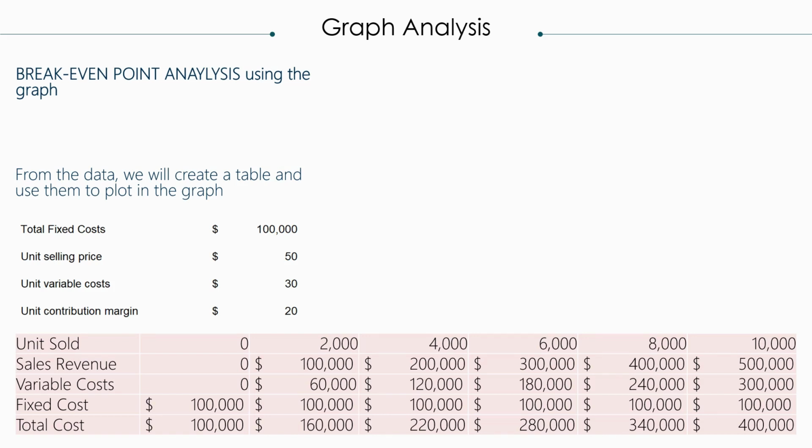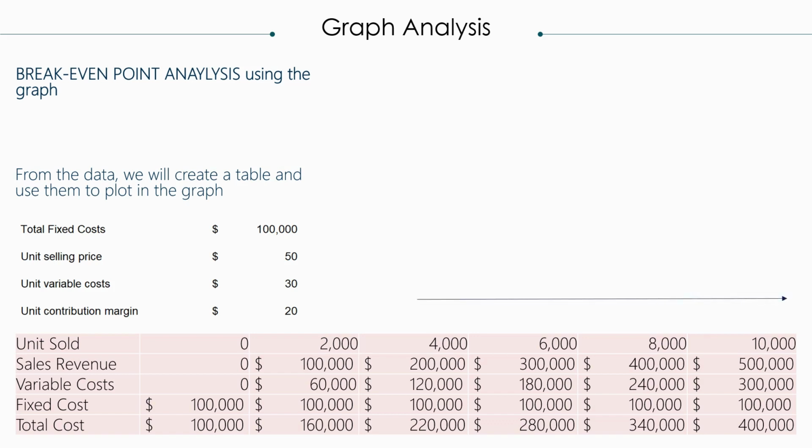The variable cost, you also just multiply by the unit variable cost. Let's say 60,000, 120,000, 180,000, 240,000, and 300,000. The fixed cost will remain constant. Now if I add all the costs, I mean the total cost, the sum will be 100,000, then 60 plus 100 is 160,000, 120 plus 100 is 220,000, 180,000 plus 100,000 is 280,000, and so forth.